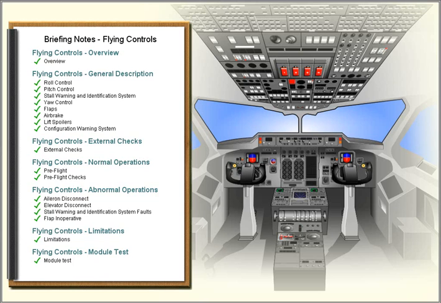That completes our look at the secondary flight controls: flaps, air brake and lift spoilers. The next lesson covers the configuration warning system.